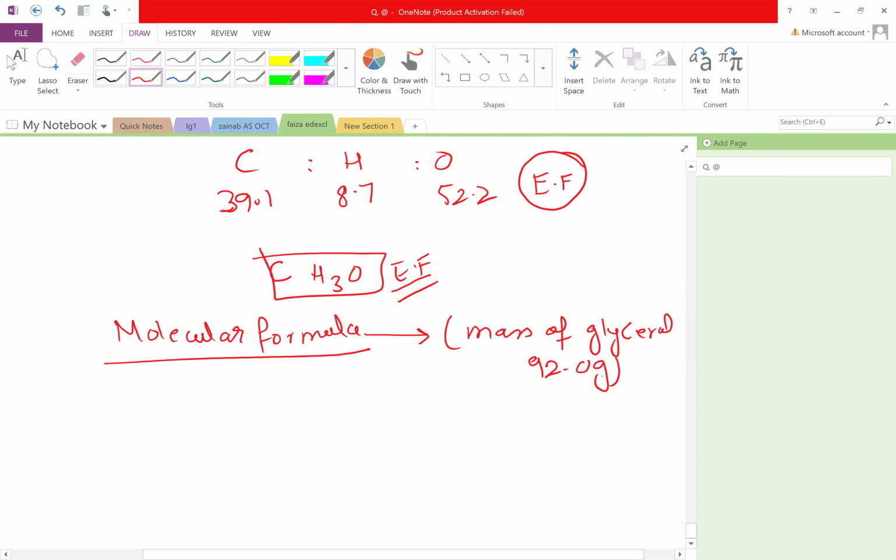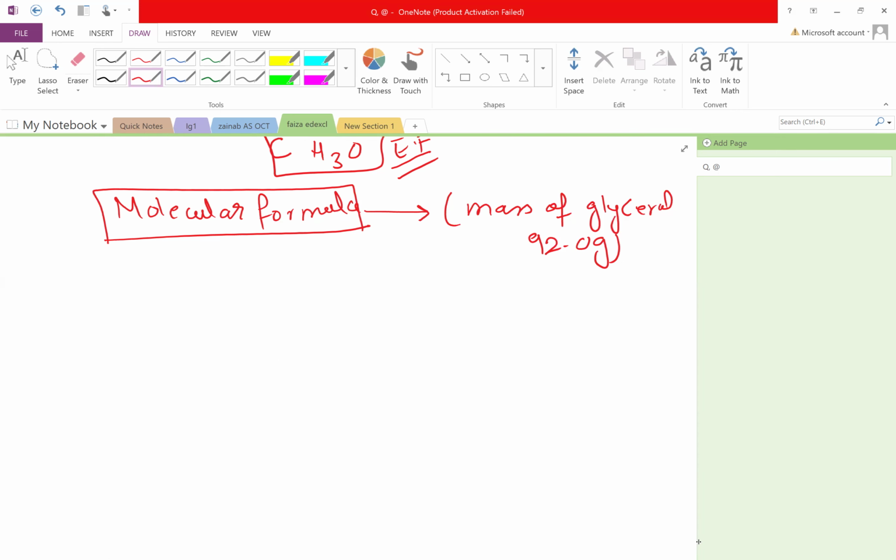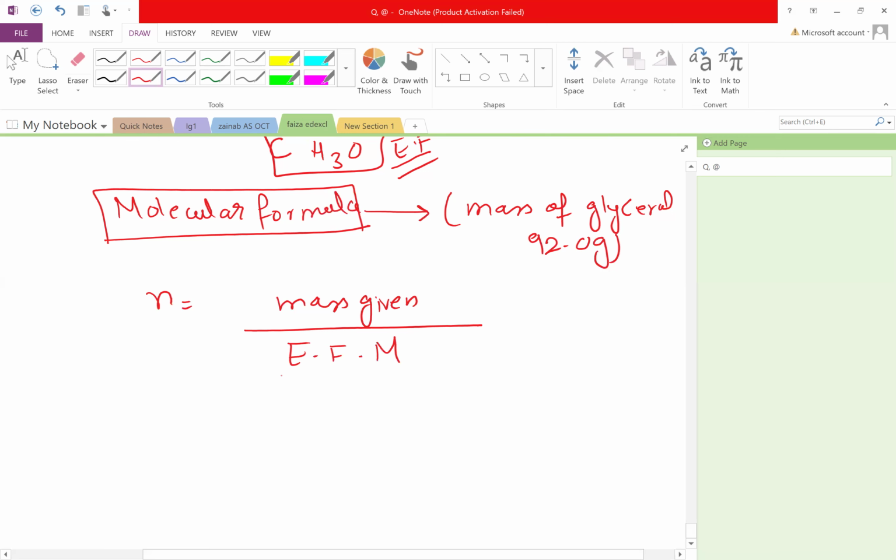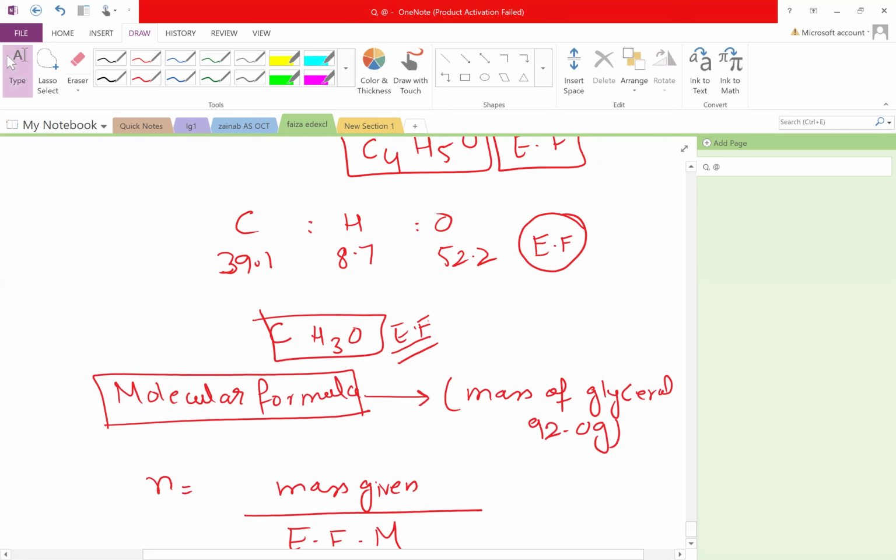Now you are given the mass. So what formula are you going to use to find the molecular formula? You are going to use the formula: the mass given divided by the empirical formula mass. What does this mean? This means whatever empirical formula you have made, you have to find the Mr of this one.